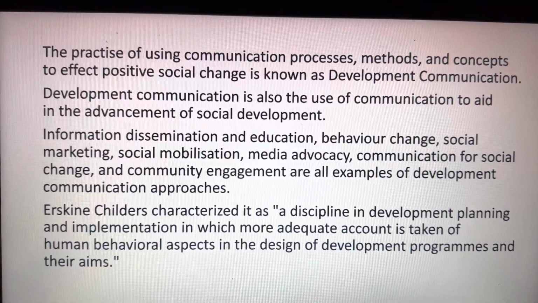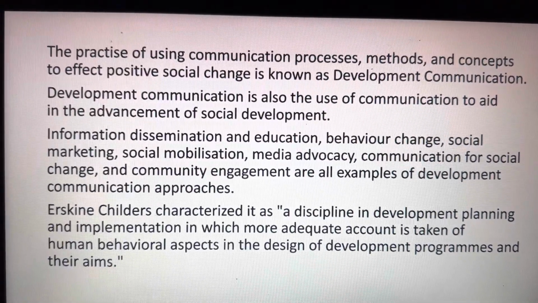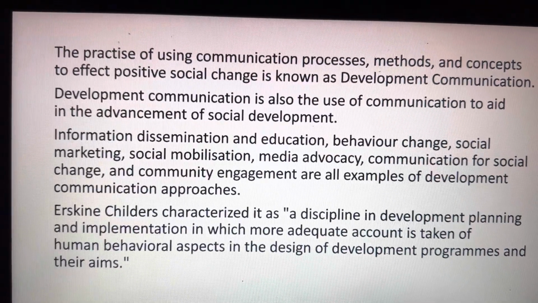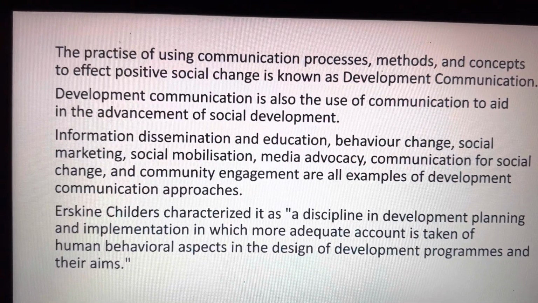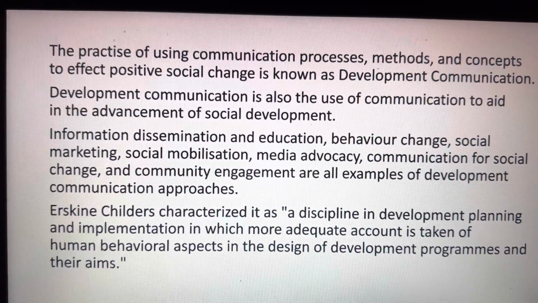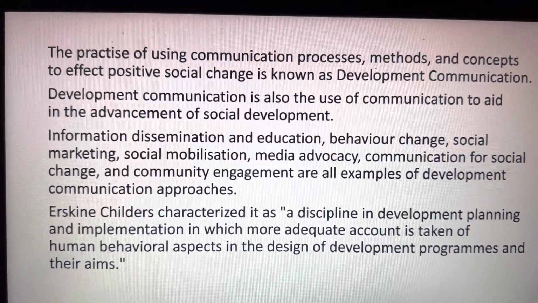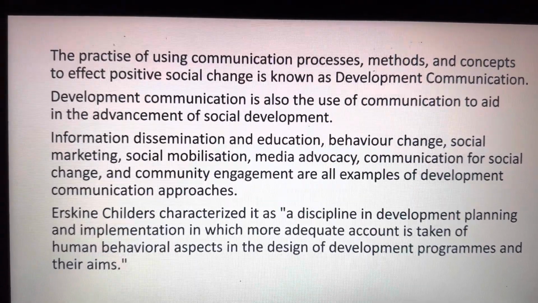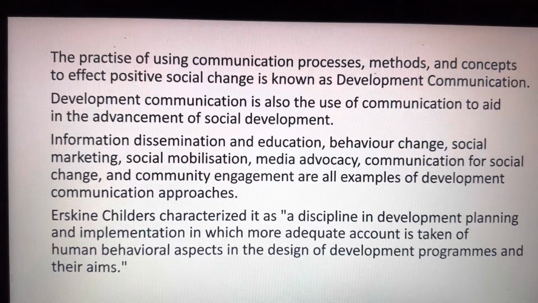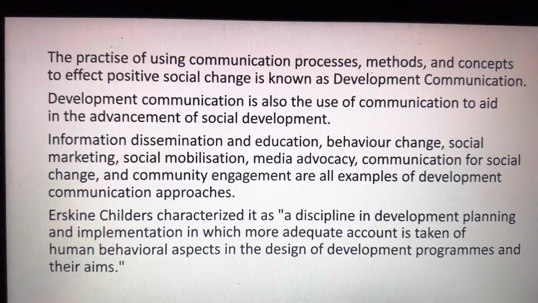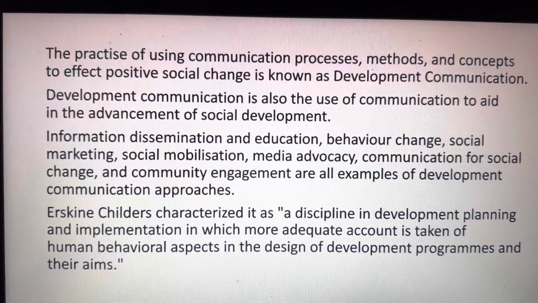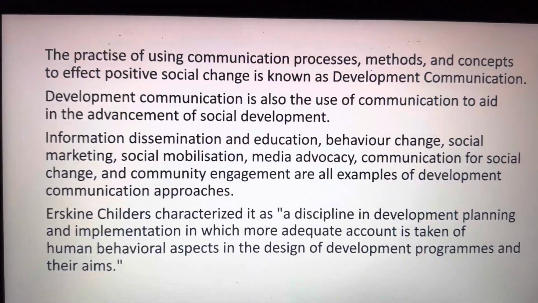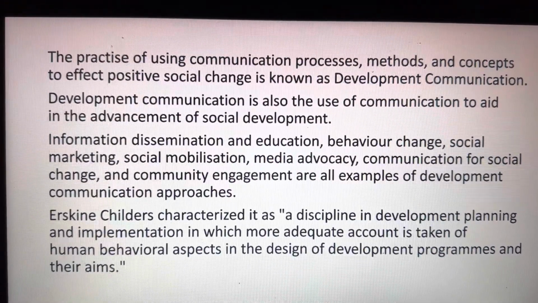Information dissemination, that means spread of information, and education, behavior changes, social marketing, social mobilization, media advocacy, communication for social change, and community engagement are all examples of development communication approaches. Erskine Childers characterized it as a discipline in development planning and implementation in which more adequate account is taken of human behavioral aspects in the design of development programs and their aims.